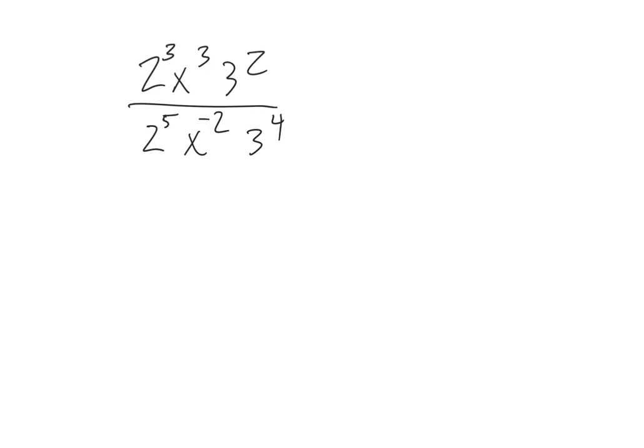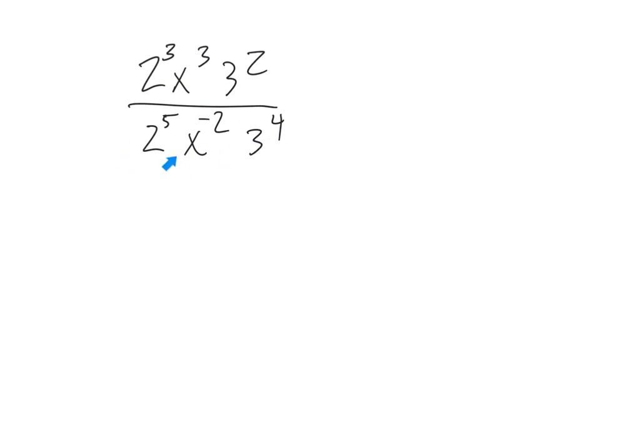And the properties of exponents are, when I'm multiplying same bases, I add exponents. When I'm dividing same bases, I subtract exponents. I look in the numerator. This is a base 2, that's a base x, that's a base 3. They cannot be combined with each other. In the denominator, I've got a 2, an x, and a 3, all different bases.